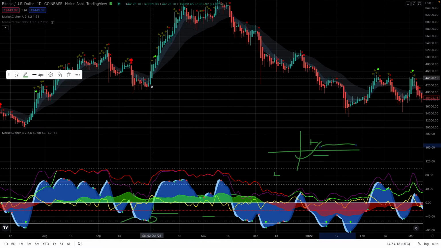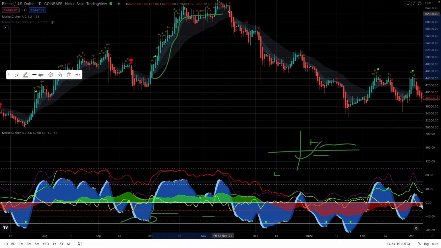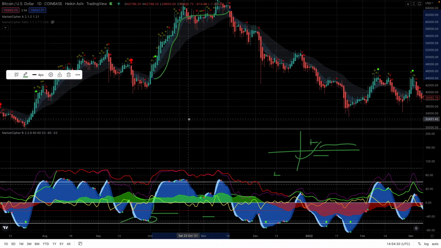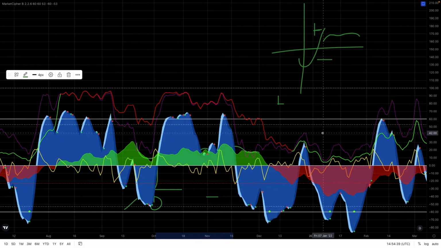And you could see the pump, big pump, big pump. It went from, let's say, 44,126 up to 63,000. So this could have been a very perfect long. I wouldn't say a perfect long, but a big swing. These are scenarios where you can use Maca Cipher to trade. You could have held on to that long for a while and made some good gains.